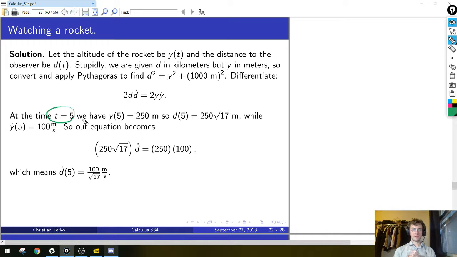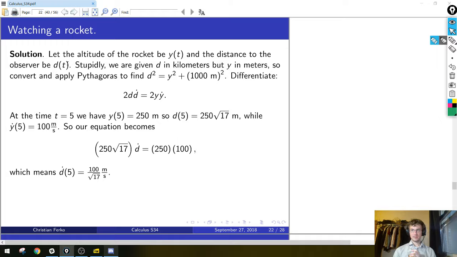Again, here's the unit trouble again, because the way they defined it, t equals 5 has no dimensions. It's not t equals 5 seconds, it's just t equals 5, because they were being sneaky. But at time t equals 5, we have this value of y in meters, given the equation. This is this 250 root 17 we found a moment ago. And therefore, if you plug into the equation we found by differentiating, you get this thing, which has the solution d dot is 100 over root 17 meters per second, which is correct.